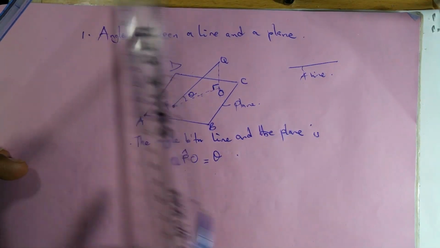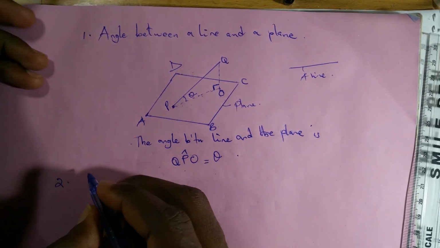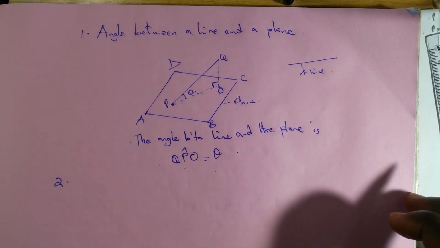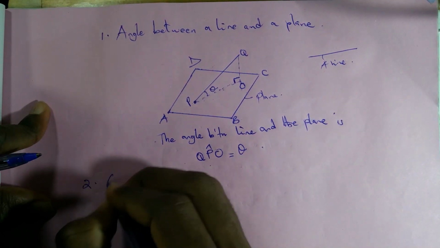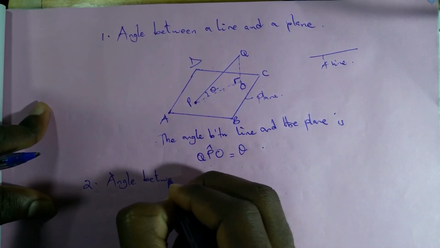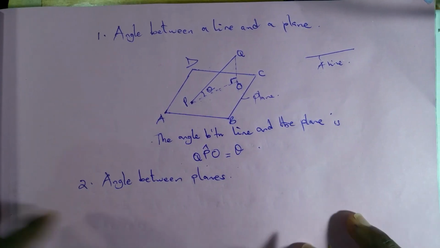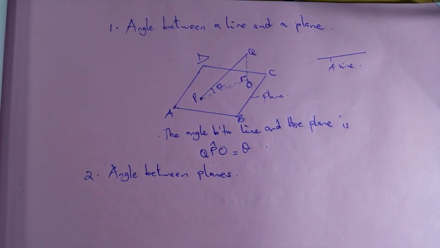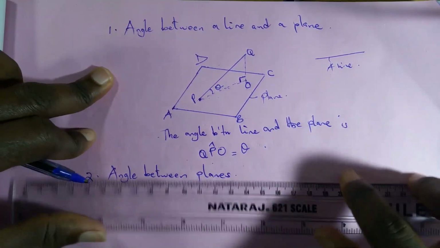And now we can go to another condition. Let's say 2, angle between planes. Now for this case we can have, let me draw something like this.